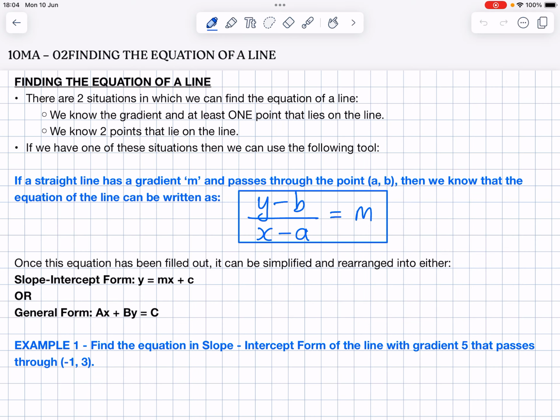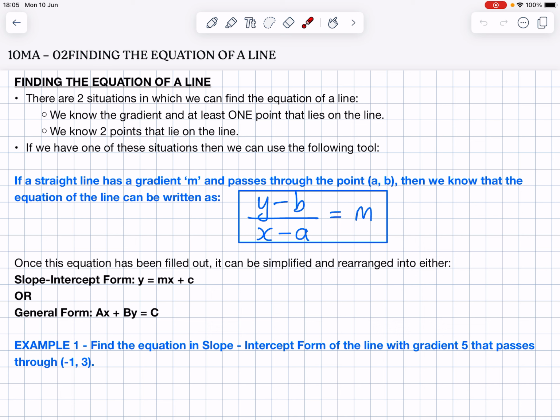Hey guys, just doing a quick video on how you find the equation of a line. This is the end of the indices and linear relationships topic, so you'll be revising after this for a real short test. So, how do we find the equation of a line?